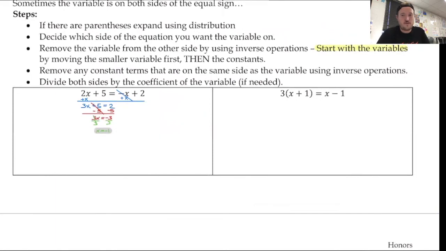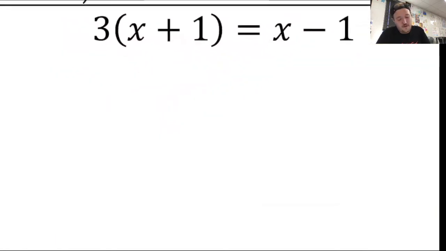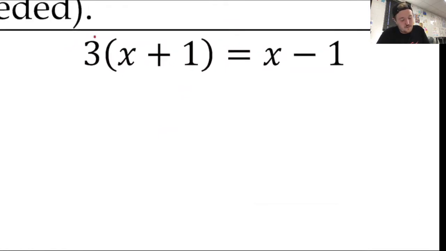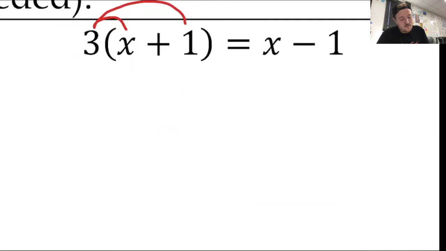All right, so this next one. Now we're throwing in the distributive property. So I'm going to distribute. So I have 3x plus 3 times 1, which is 3. Be very careful here. I see a lot of people mess this up. They forget to distribute to the second term. So please be very careful.